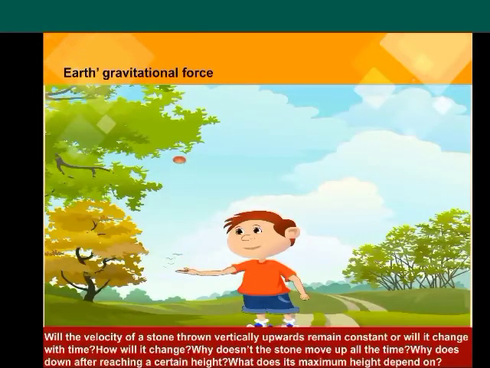Earth's gravitational force. Will the velocity of a stone thrown vertically upwards remain constant, or will it change with time? How will it change? Why doesn't the stone move up all the time? Why does it fall down after reaching a certain height? What does its maximum height depend on?